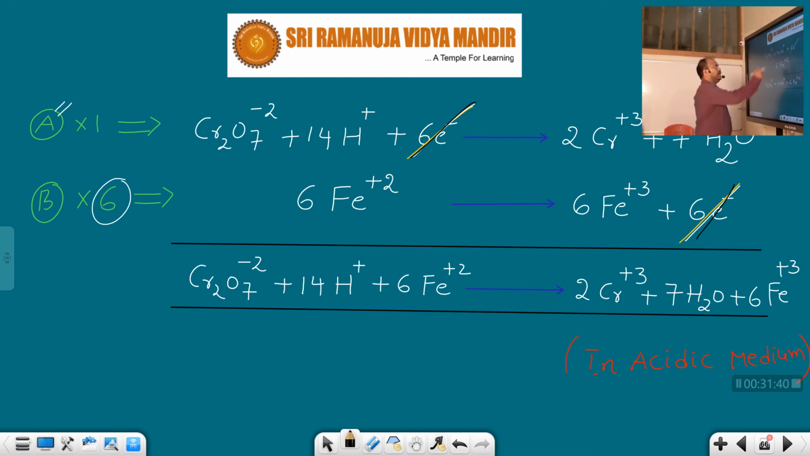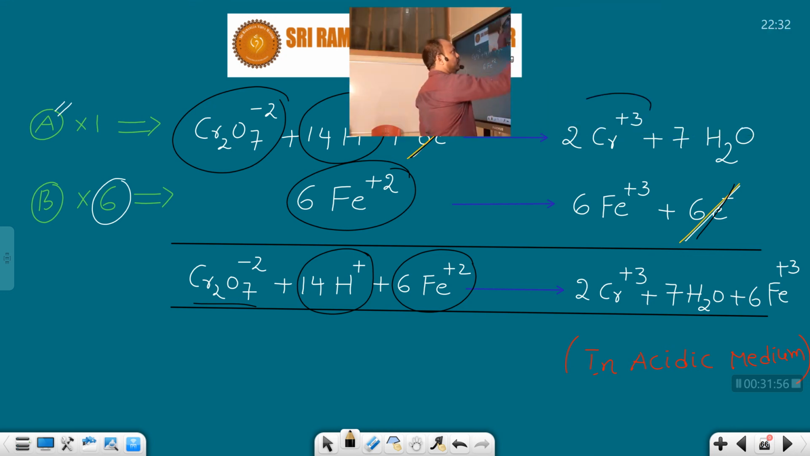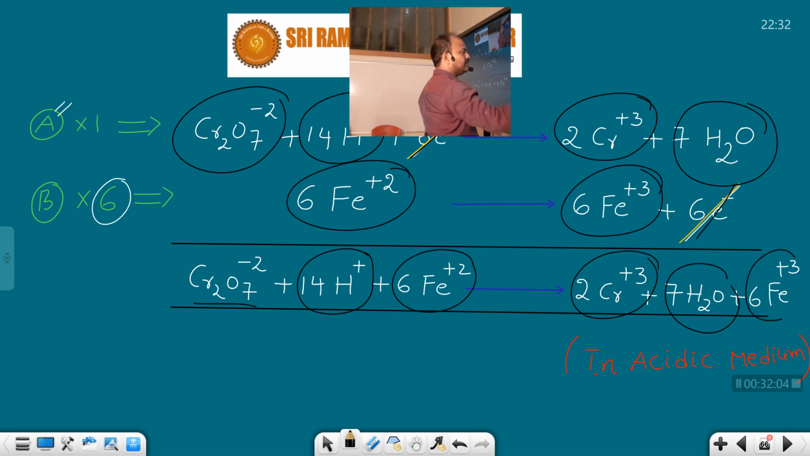Now we are adding the dichromate ion. Here 14H plus will be there, so 14H plus is on the left hand side, and 6 Fe plus 2 will be there. All these are on the left hand side. On the right hand side what will be there? 2 chromium plus 3, 7 water molecules, and 6 Fe plus 3.